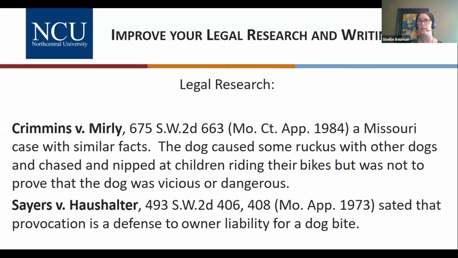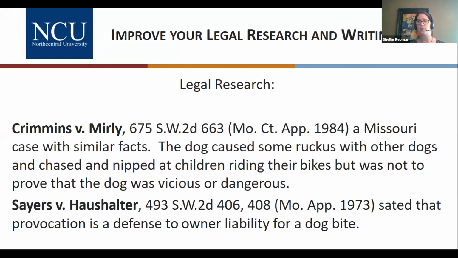So after I conducted Westlaw searches on dog bites, dog owner liability, and provocation, I found 2 Missouri cases with similar facts and legal issues. Now keep in mind, I'm trying to keep this brief and simple for the purposes of this presentation. Obviously, you would find statutes about it. You would find more cases than that. But I'm just going to keep it to these 2 cases for the purposes of this hypothetical.